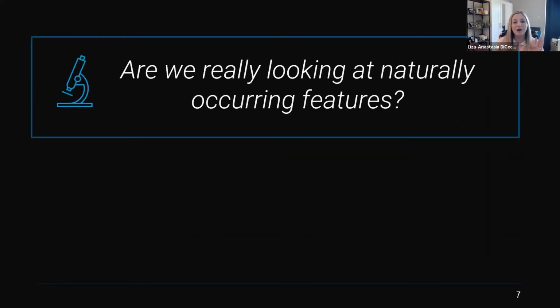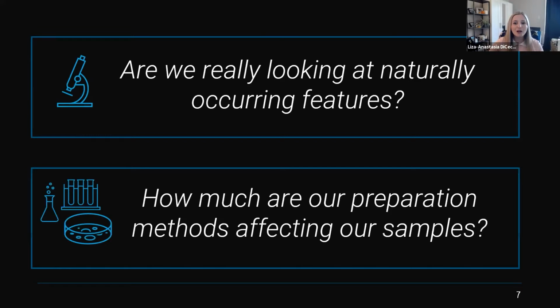Knowing all this now, for those of you not in the biological field, when we're doing all these preparation methods, at the end of the day, after all these conventional methods, we have to ask ourselves, are we really looking at naturally occurring features? And how much are our preparation methods affecting our samples? And this is not necessarily just an application to bone. I gave that as an example that's really exaggerated with the times. But for most biological samples being observed in EM applications, as well as non-biological materials that are being observed in a dehydrated state.